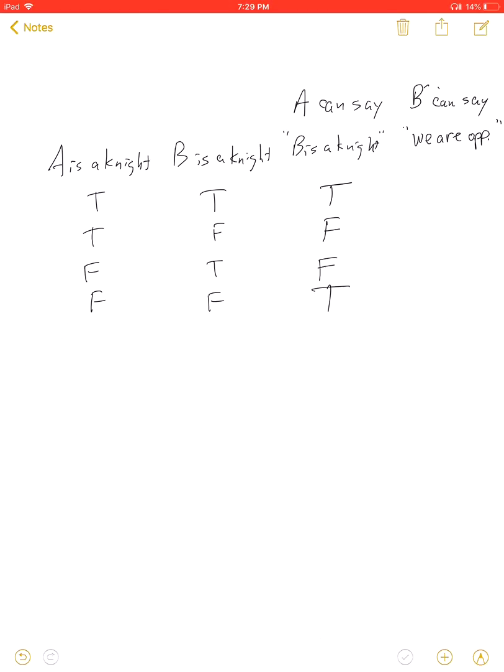Now let's look at the second part of the puzzle. Can B say that we are opposite? Well, if B is a knight and A is a knight, they're the same. B, a knight, can't tell a lie, so he can't say that we're opposite. If B is a knave and A is a knight, they are opposites. That's the truth. B can't tell the truth, and so he can't say that they are opposites.